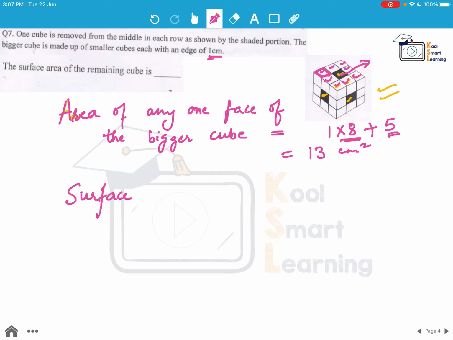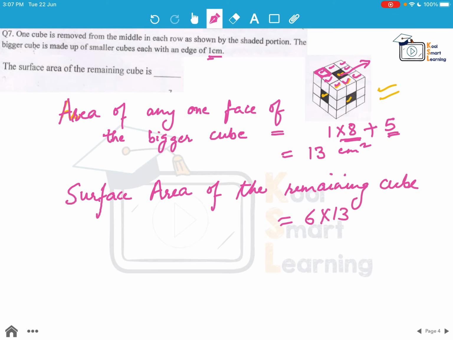So the total surface area of the remaining cube will be 6 multiplied by 13, which is nothing but 78 centimeter square. So this is the answer to this question.